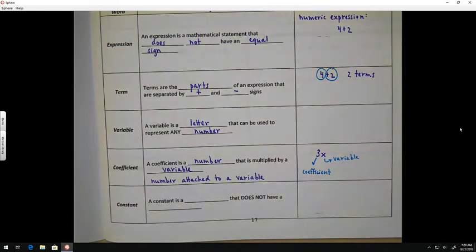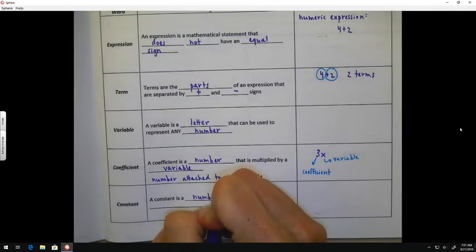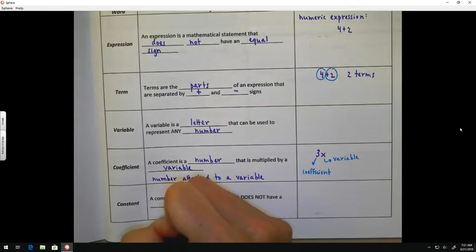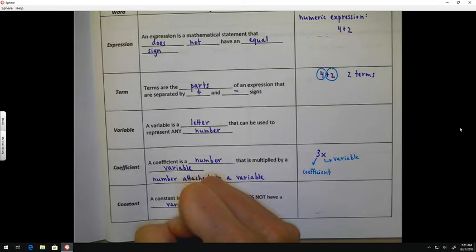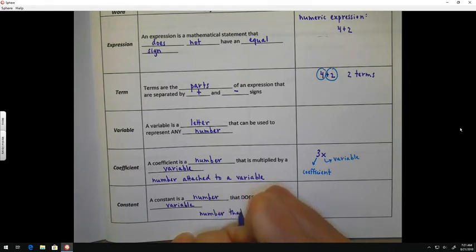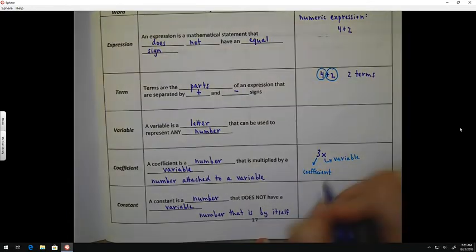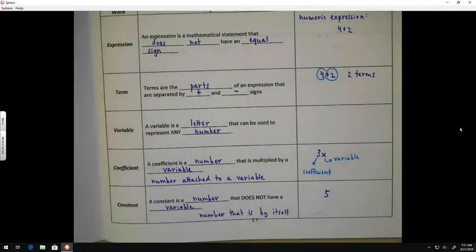And the last term we need for today is a constant. A constant is a number that does not have a variable. And a lot of times I just think of this as a number that is by itself. So for example, the number 5 would be a constant. Any number that's just by itself, it's not attached to a variable.